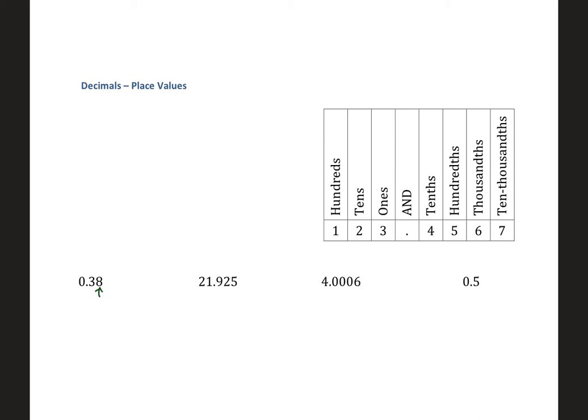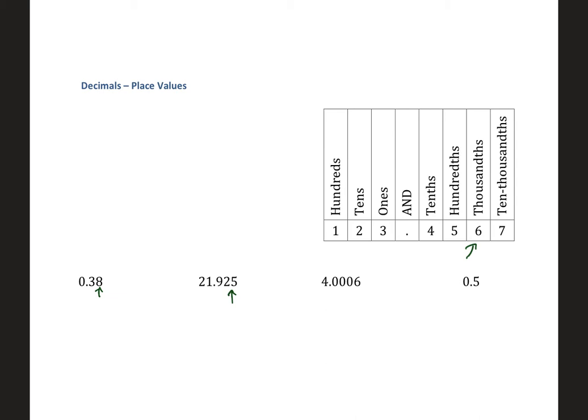For the second one here, we can say 21.925. 5 is the third place value after the decimal point, which is thousandths. So 21 and 925 thousandths. 4.0006, that'll be in the ten thousandths. So 4 and 6 ten thousandths. 0.5 or 0 and 5 tenths.